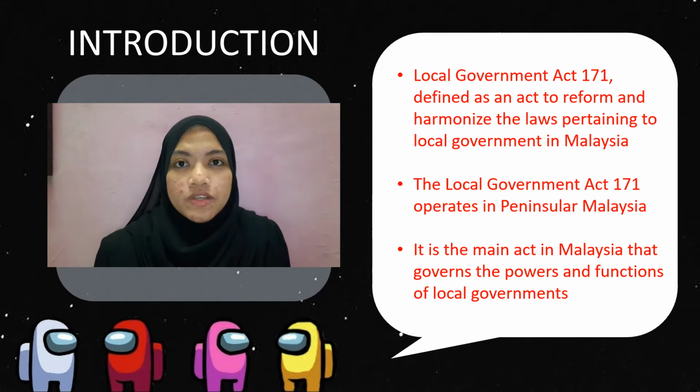The goal of the Local Government Act 171 is to provide uniformity of law and policy in the creation of legislation governing local government. The Local Government Act of 1976 only applies to Peninsular Malaysia. The Local Government Act 171 is the primary act in Malaysia that governs the rights and activities of local governments.